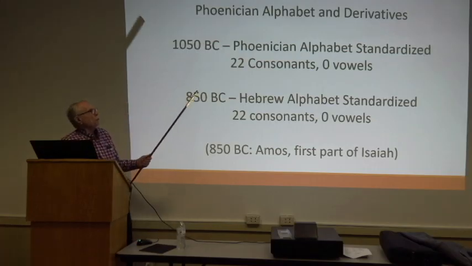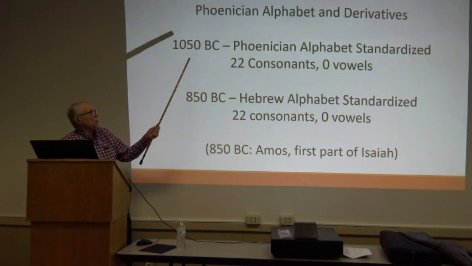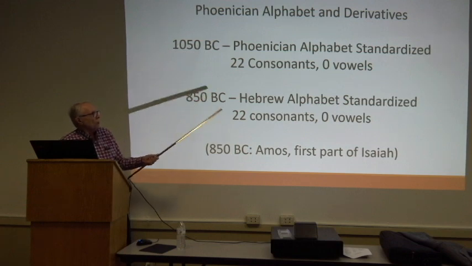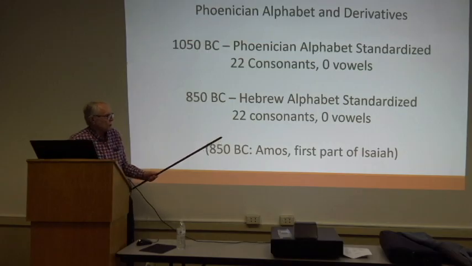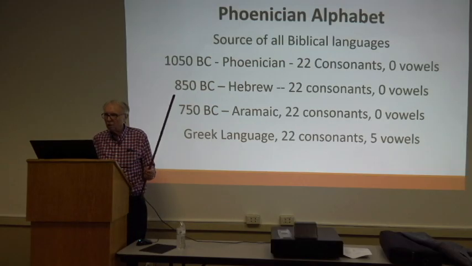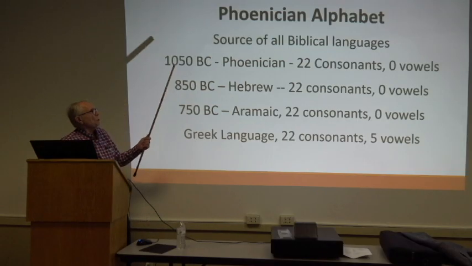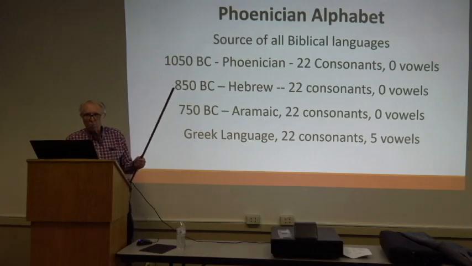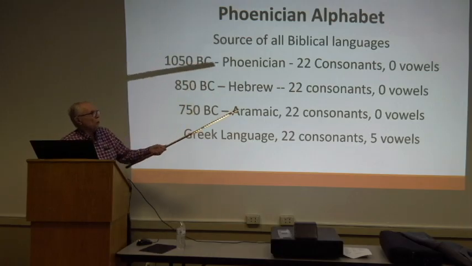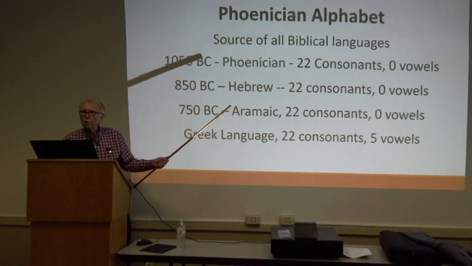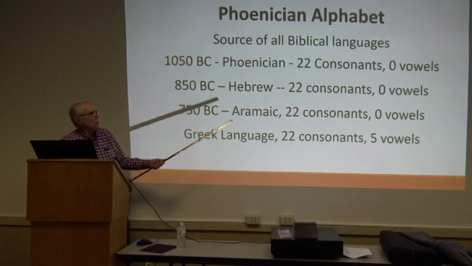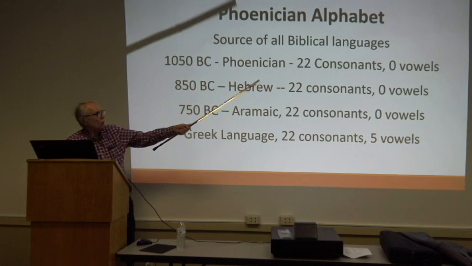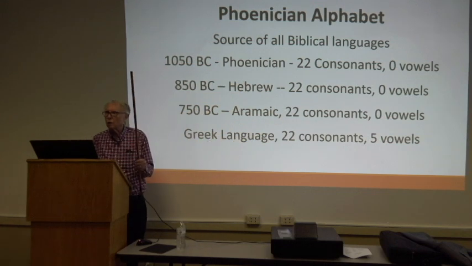The Phoenician alphabet and its derivatives came in about 1050, 22 consonants. The Hebrew is about 200 years later, standardized, with 22 consonants, no vowels. That's about the time of Amos. And the Phoenician alphabet is the source of all three biblical languages, which are Hebrew, Aramaic, the language Jesus spoke, and we talked about that a little bit, and the Greek language of the New Testament. All of them have 22 consonants. Three of them have no vowels, and the Greeks added vowels to get to approximately what we have today.